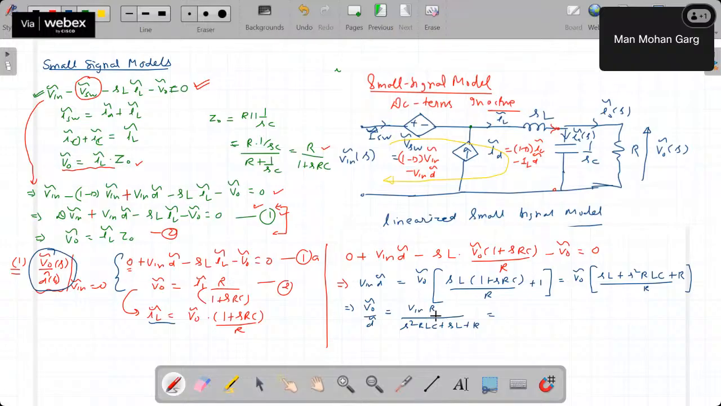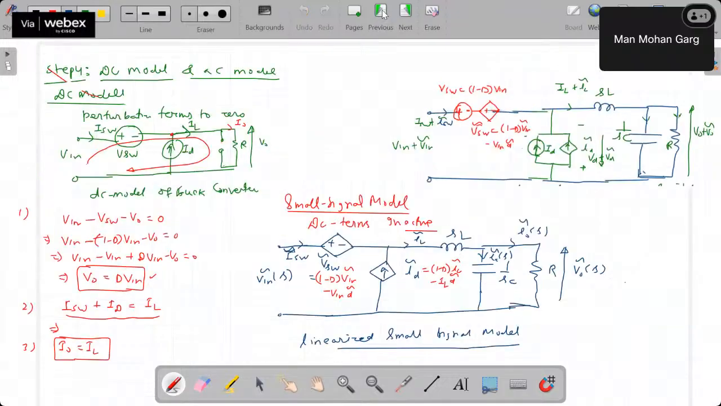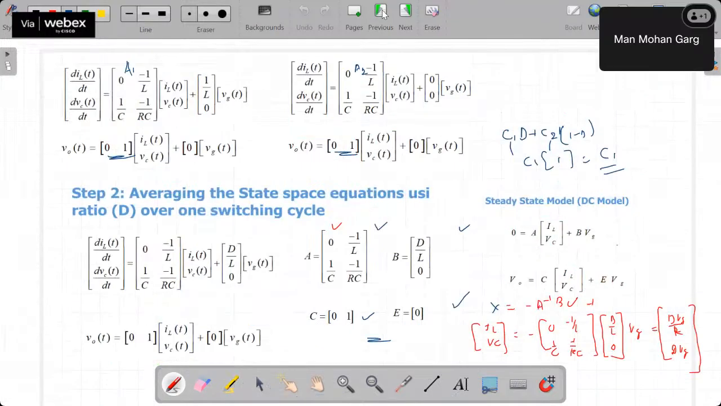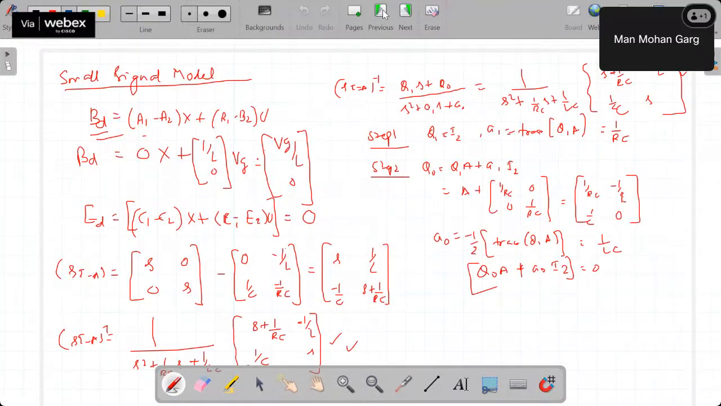and denominator with RLC, then in numerator I get V in upon LC divided by S square plus, divide this by RLC, so it will be 1 upon RC into S plus 1 upon LC. And you know that this same equation we have obtained using state space modeling. So where was that?